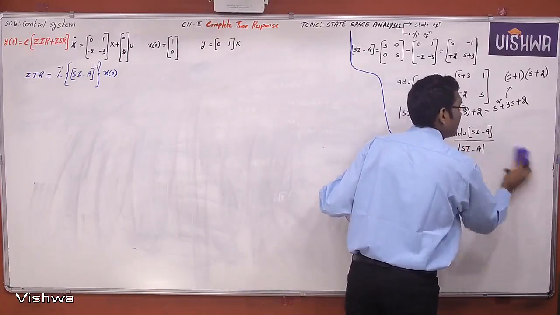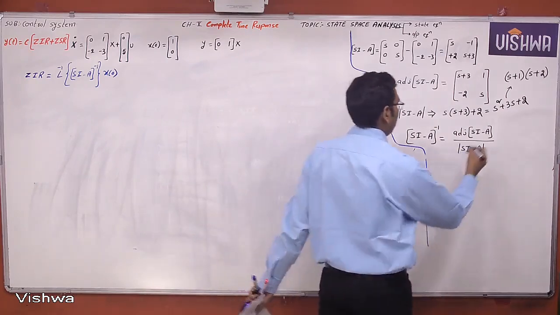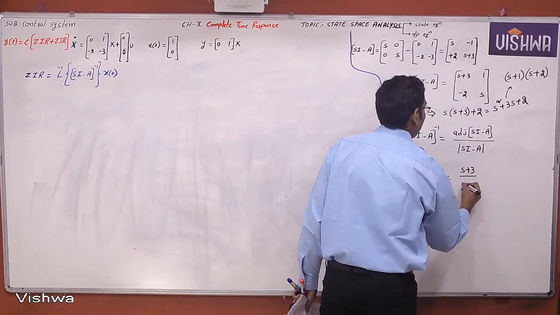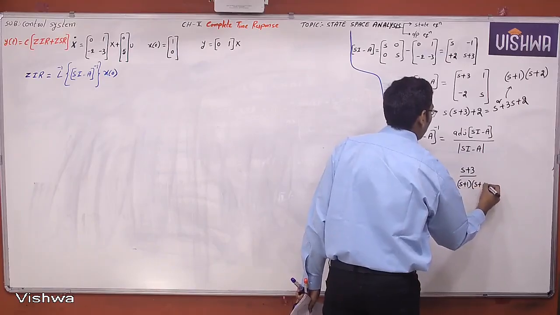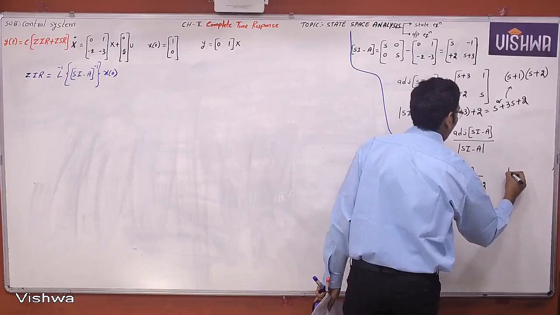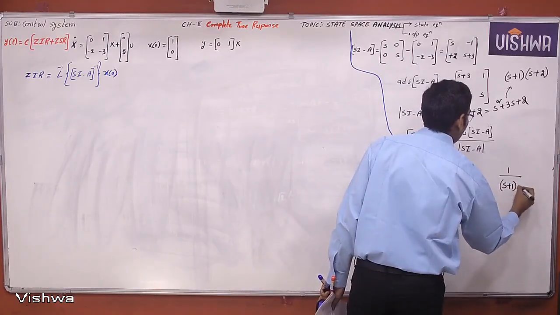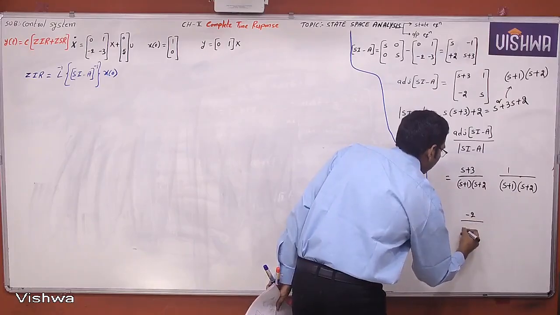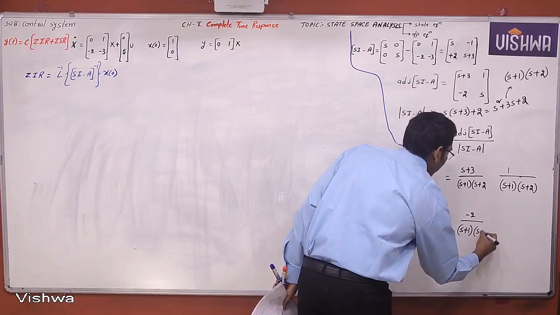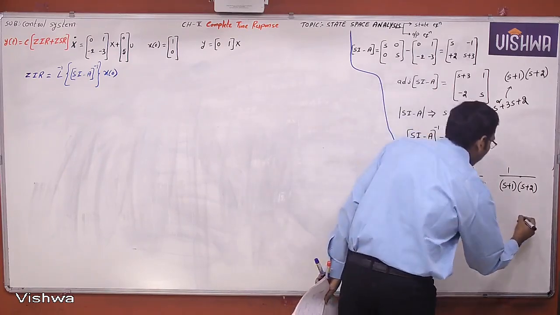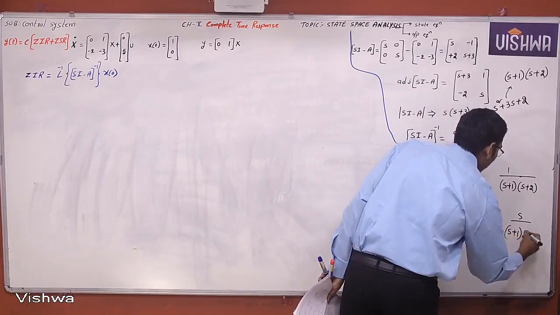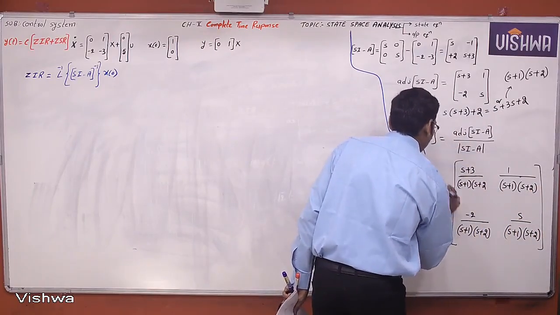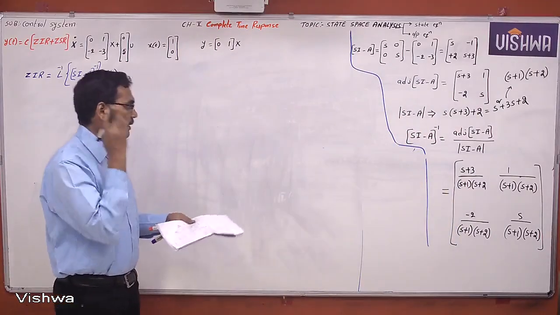The sI minus A matrix inverse is the adjoint divided by the determinant: s plus 3 by s plus 1 into s plus 2, 1 by s plus 1 into s plus 2, minus 2 by s plus 1 into s plus 2, and s by s plus 1 into s plus 2. This is the sI minus A matrix inverse.